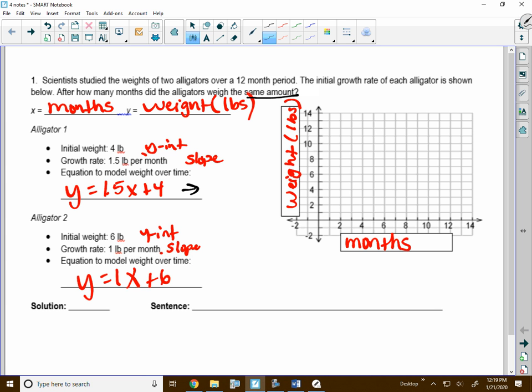How can we write 1.5 as a fraction? Anybody know? What's 1.5 as a fraction? 1 1/2, but how would you write it as an improper fraction? Rise over run. 3/2. Okay, so that makes it a little bit easier to graph. So we're going to graph our initial y value of 4, and then our slope of 3/2. So up 3, right 2.